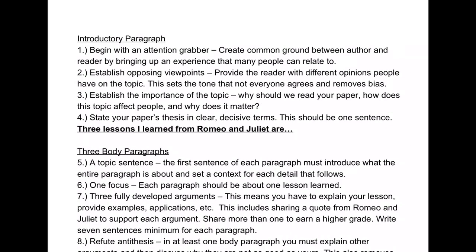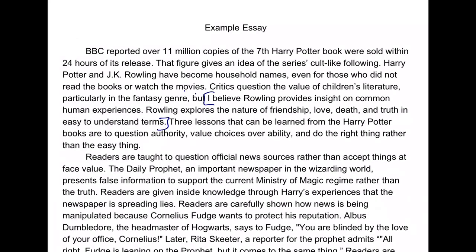Number 3, establish the importance of the topic. Why should we read your paper? How does this topic affect people? And why does it matter? I included this by saying, I believe Rowling provides insight on common human experiences. Rowling explores the nature of friendship, love, death, and truth in easy-to-understand terms. And those are great reasons to read a book.